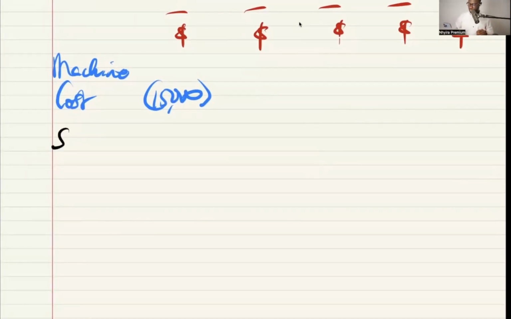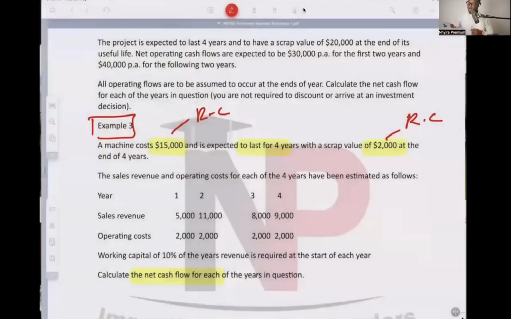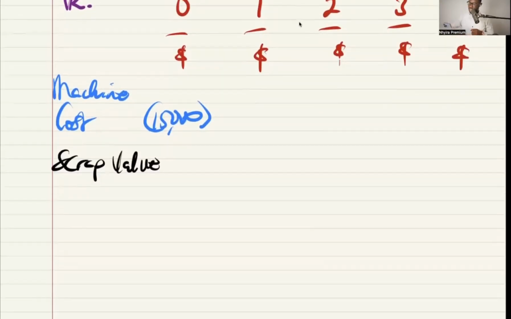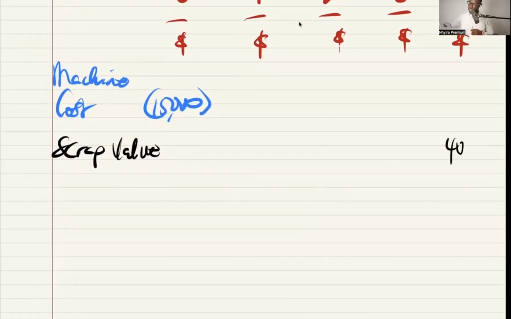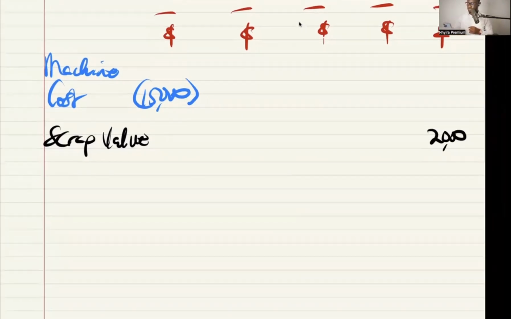Then the scrap value, which is how much we're going to sell the asset at the end of its economic useful life, is $2,000, and that will be under year 4 as an inflow. So $2,000 as an inflow in year 4.